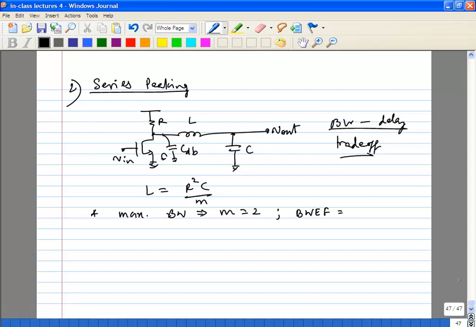Your bandwidth extension factor works out to root 2, which is 1.41. So in other words, this is not as powerful as shunt peaking, because shunt peaking gives you actually 1.6, 1.7, and the max bandwidth is actually 1.85. Compared to that, 1.4 is just not good enough. You're using the same number of inductors. So if you had to choose between the two, you'd probably choose the shunt peaking.